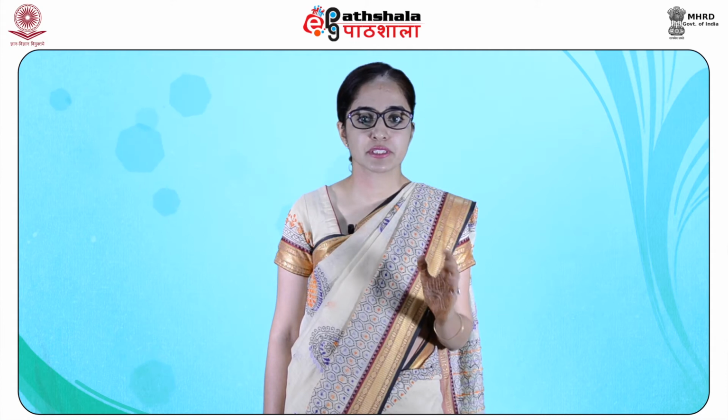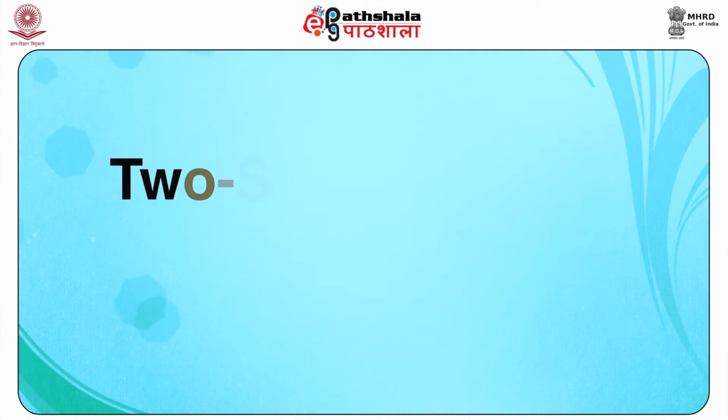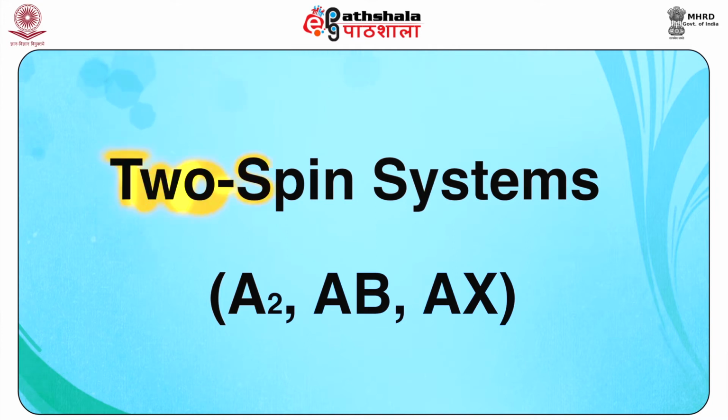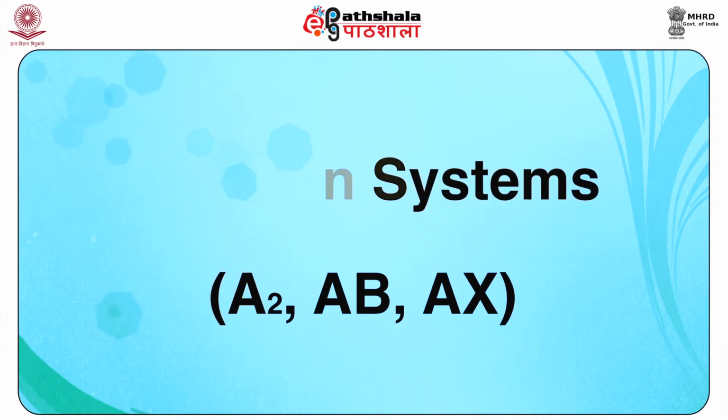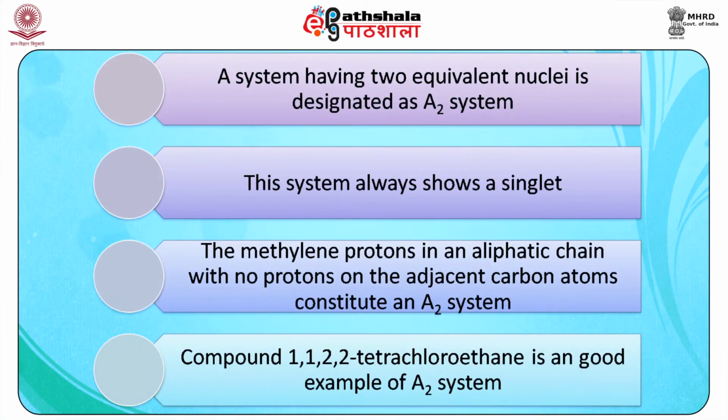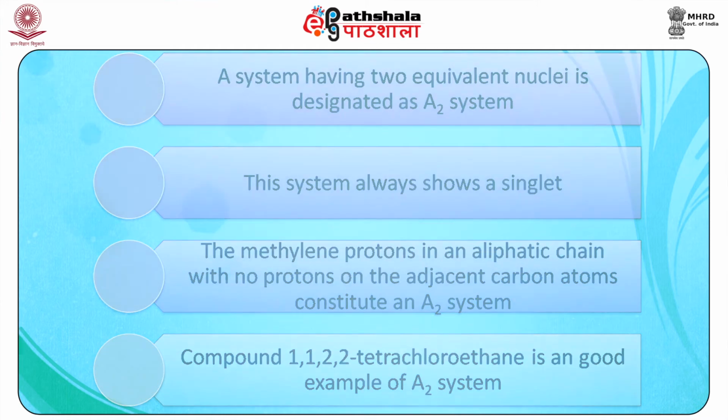Now, the different types of spin systems are described in detail. First, we would like to consider the two spin systems, that is of the type A2, AB, AX. Let us come to the A2 system, students. A system having two equivalent nuclei is designated as A2 system. This system always shows a singlet. The methylene protons in an aliphatic chain with no protons on the adjacent carbon atoms constitute an A2 system. For example, a compound like 1,1,2,2-tetrachloroethane is a good example of the A2 system.